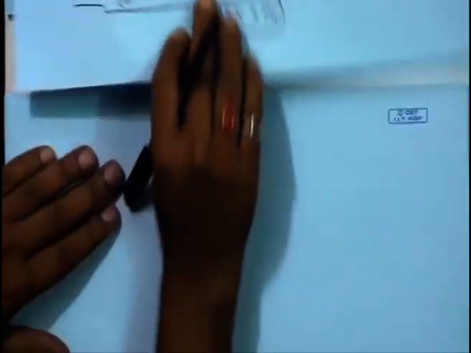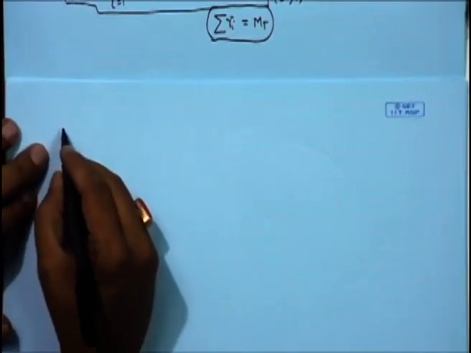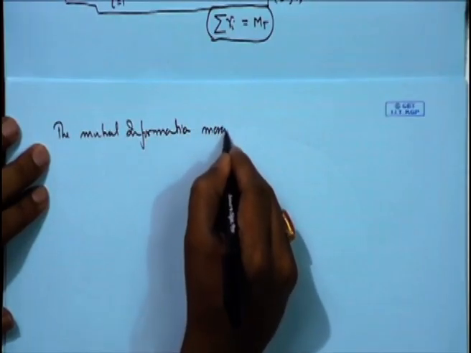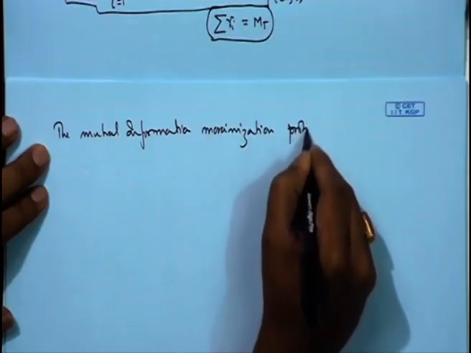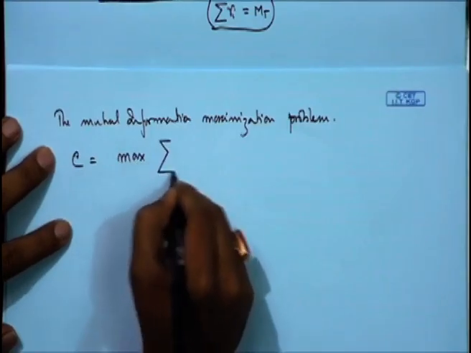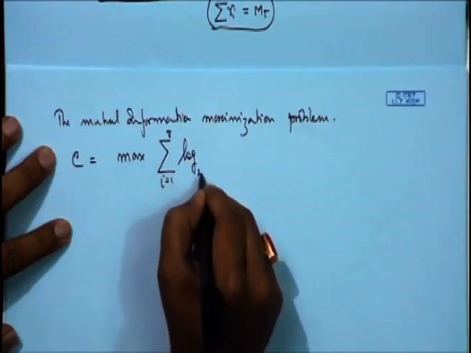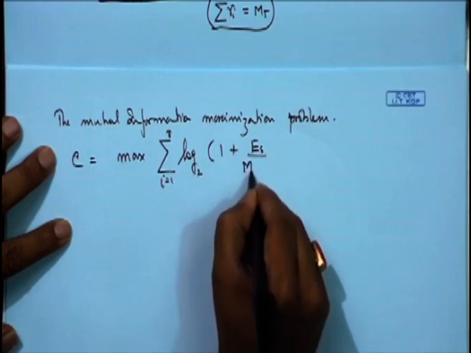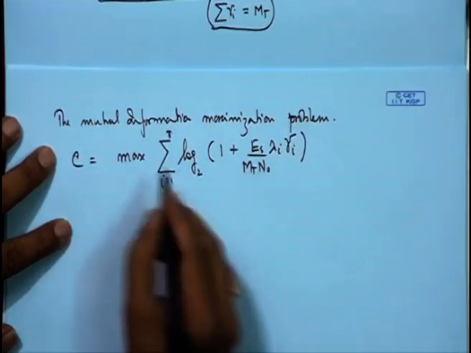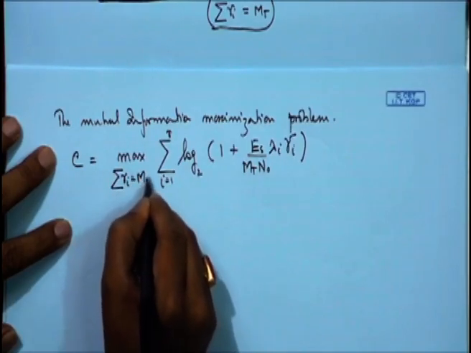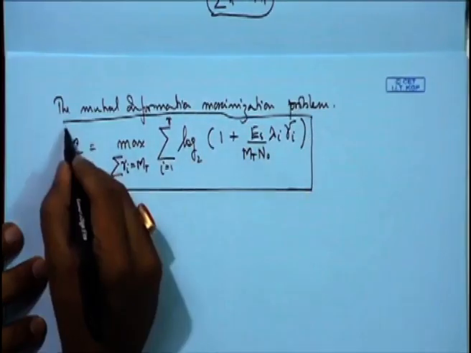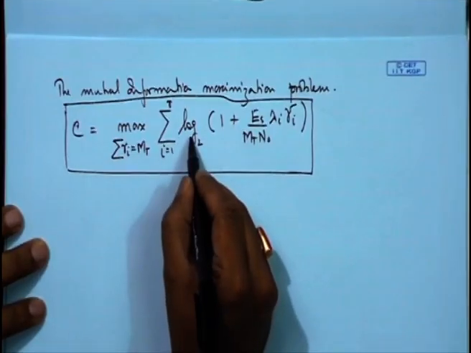So, we could rather write the expression of the capacity, or the mutual information maximization problem. The mutual information maximization problem can now be stated as: C is equal to the maximum value of the sum over i equals 1 to R of log base 2 of 1 plus Es upon Mt N0 times lambda i times gamma i, subject to the constraint that the sum of gamma i is equal to Mt. Once we solve this, we would find the values of gamma i which would lead to the maximum value of this. Looking at this expression, this is a log function.